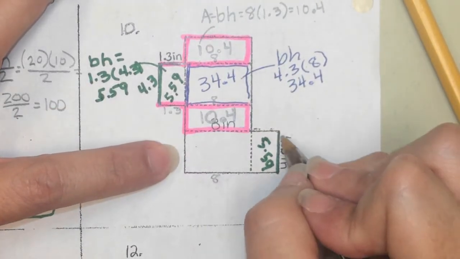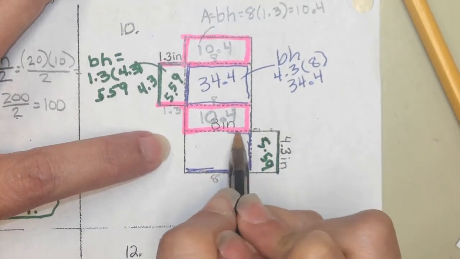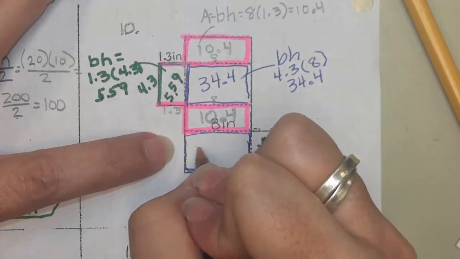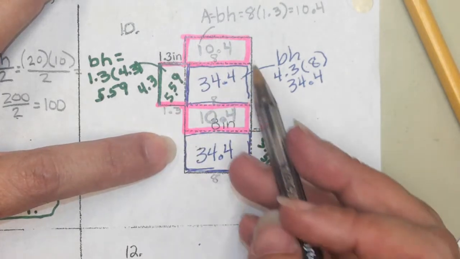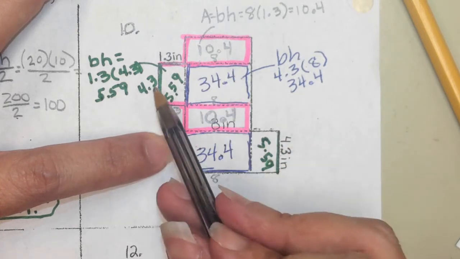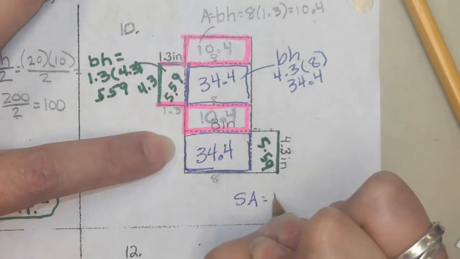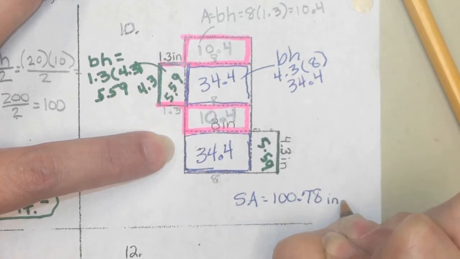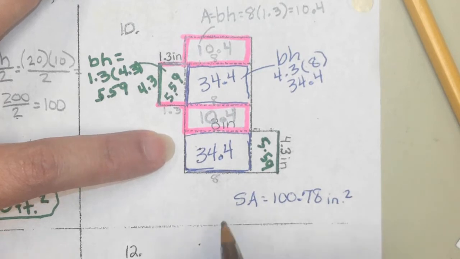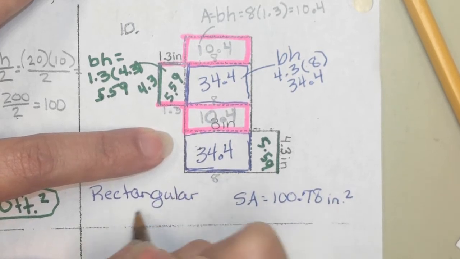Okay, this would be the same thing. That one's 4.3. That means that wall's 4.3. 4.3 times 8 would be 34.4. Okay. If I add all these numbers up, surface area means all these boxes together, I would get a surface area of 100.78 inches squared, and the shape is a rectangular prism.